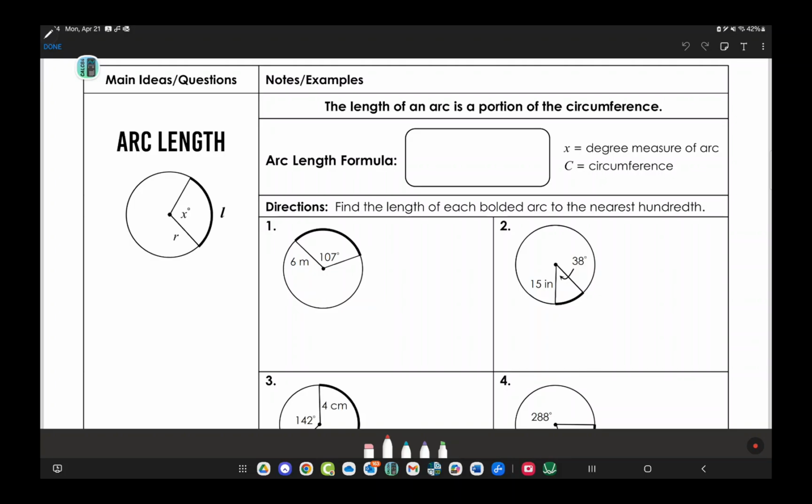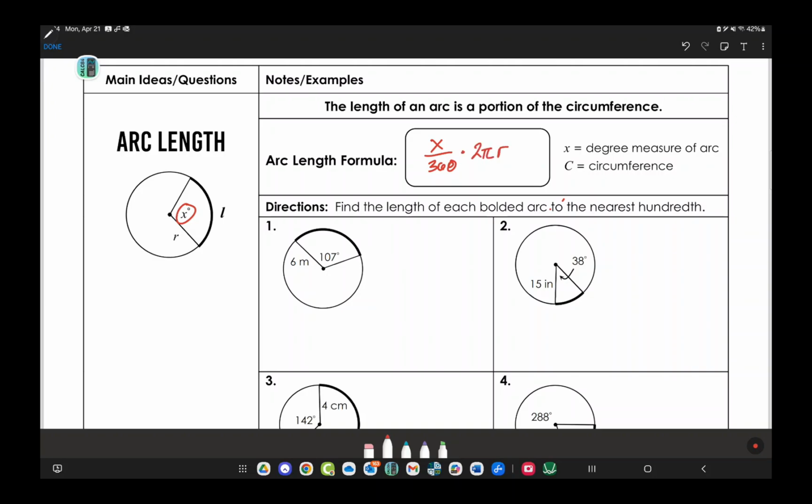All right, so Unit 10.3, arc length. Now we already have the formula for arc length in the notes. It is, again, very similar to the area of a sector. It's a portion of the circle, and we find the portion by taking x over 360, where x is the central angle, or the arc measure, because we do know the arc measure and the central angle are equivalent. So x over 360 times the circumference, which is 2 pi r.